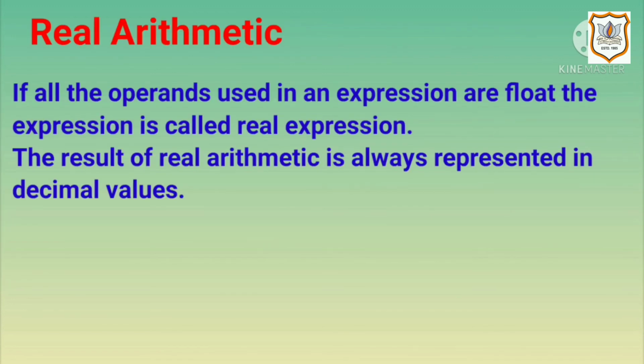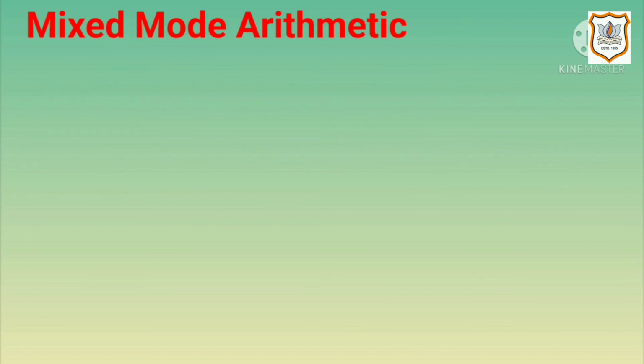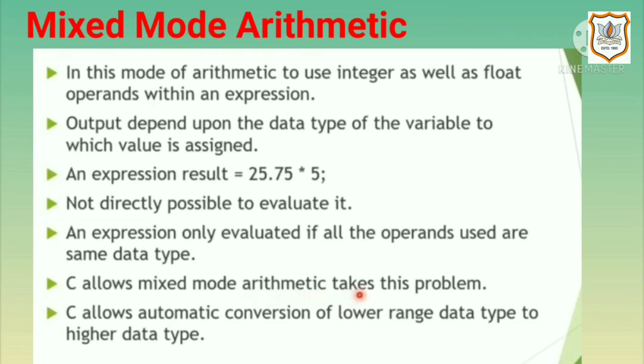Next arithmetic is real arithmetic. If all the operands used in the expression are float, the expression is called a real expression. The result of real arithmetic is always represented in decimal values. Next arithmetic is mixed mode arithmetic. In this mode of arithmetic, we use integer as well as float operands within an expression. The output depends upon the data type of the variable to which the value is assigned.